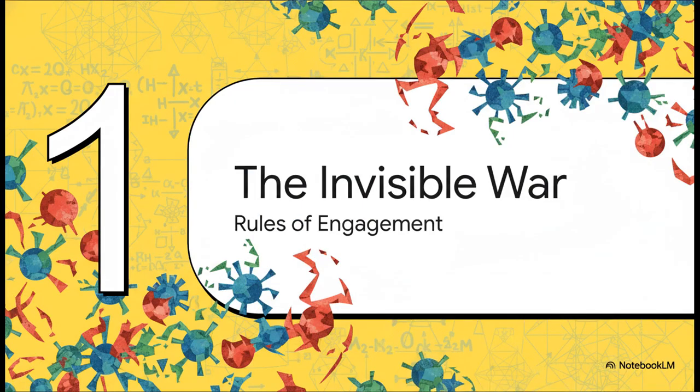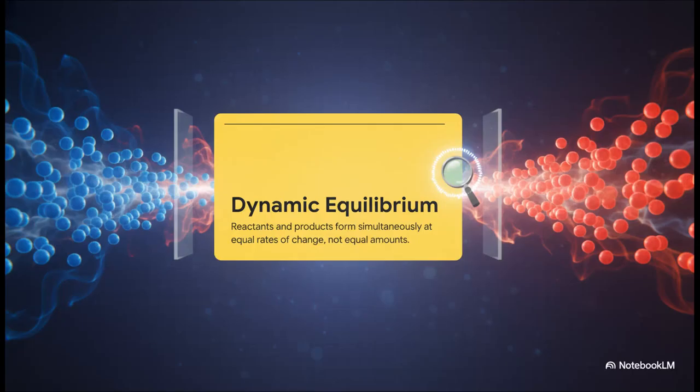Section 1. Foundations of the Invisible War. The Rules of Engagement. Okay, we need to clear up a massive misconception right off the bat. Dynamic equilibrium absolutely does not mean you have equal amounts of reactants and products. Not even close. It means you have equal rates of change. The exact speed at which products form is the same speed they break back down into reactants. It is a continuous, perfect standoff.